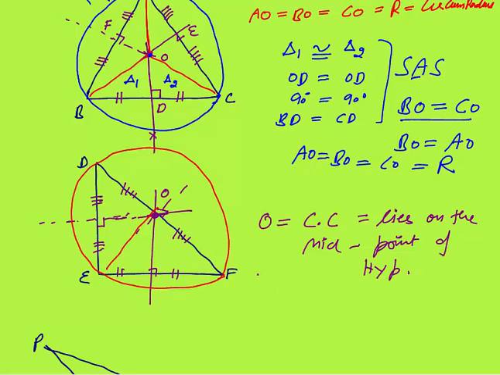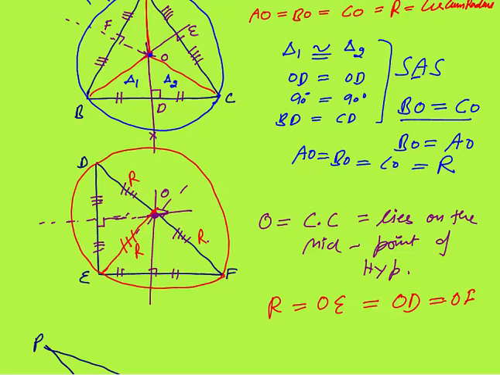So the circle will be this circumcircle. The circumradius R would be OE, OD and OF. Each of them will be equal. OE may or may not be perpendicular, but it will be equal to OD and OF, because O is the center, and OE, OD and OF are all radii. This is capital R, this is capital R, this is capital R. They are called circumradius.